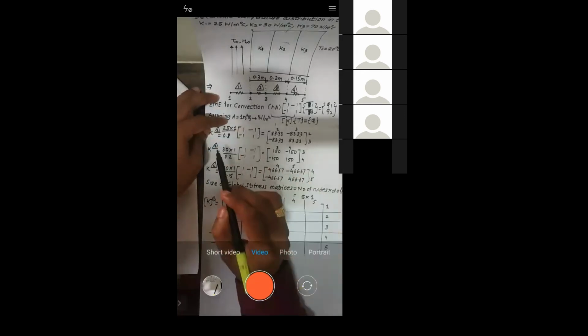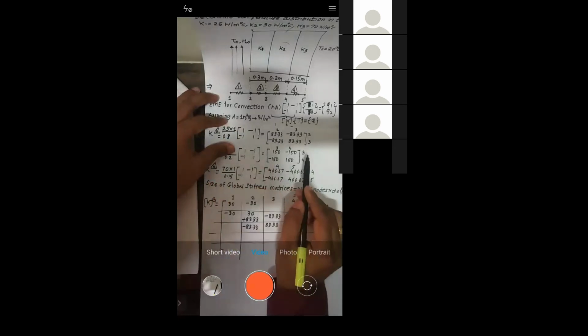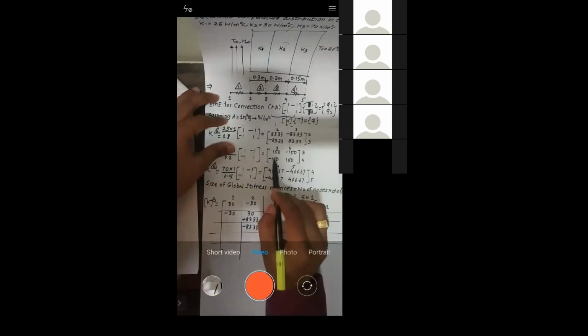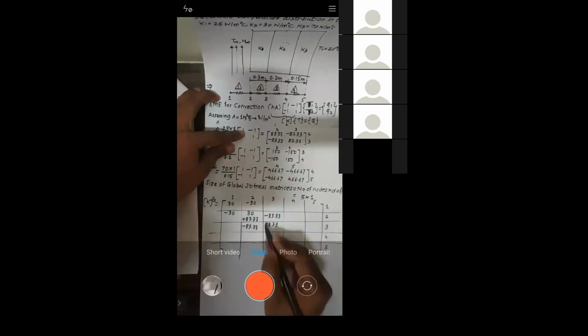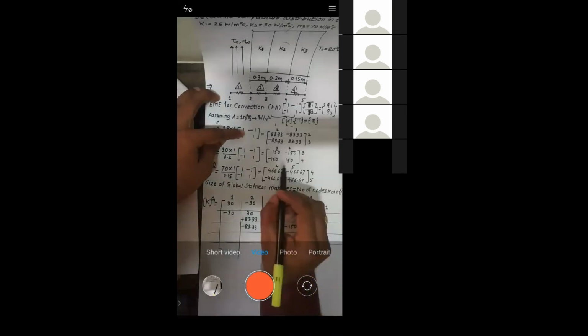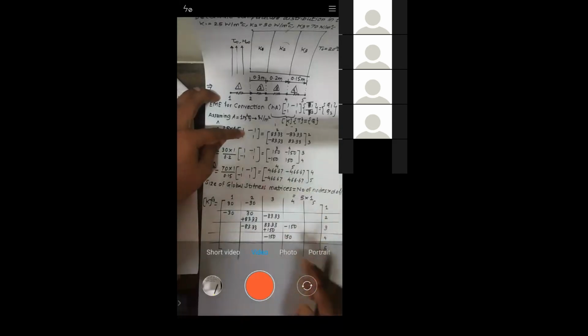Yes or no? Now go to the stiffness matrix of element number 3. You need to start at 3 3, and at 3 3 you put 150. So 3 3 plus 150, this is minus 150, this is minus 150 and this is plus 150. Is it okay? So this is with 3 3. Clear?